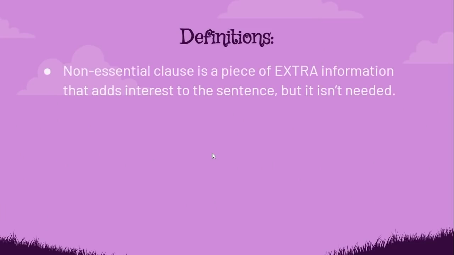So, when I say a non-essential clause, essential means something that you need to have, something very, very important that must be included. Non-essential means that it's not that, it's extra. A non-essential clause is a piece of extra information. It adds interest to the sentence, it makes it more interesting, but it isn't needed.